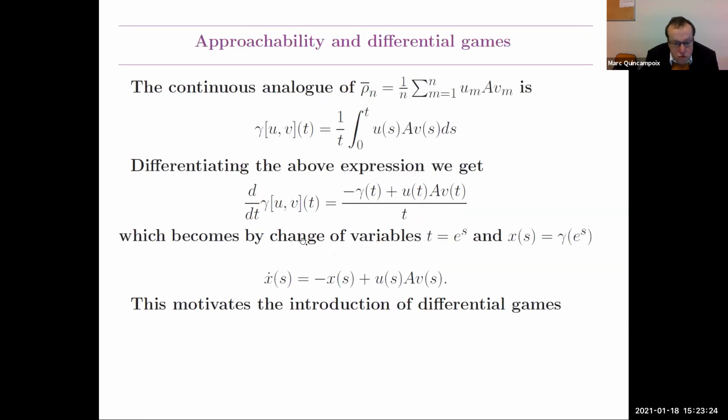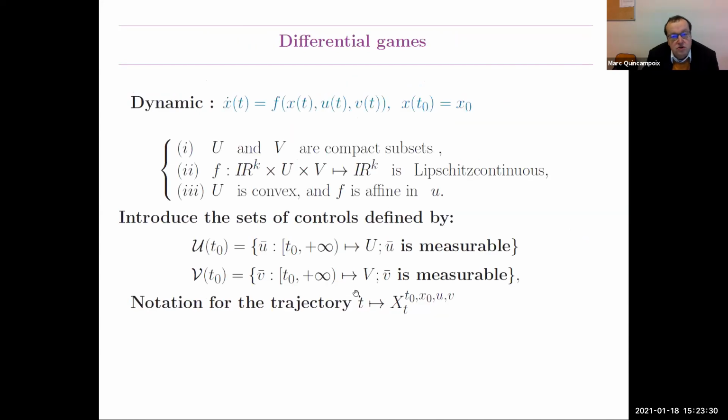More generally, instead of this specific form of the dynamic, I will introduce a more general form. We consider a differential equation parameterized by u and v, and the state variable is x. There is some assumption on the dynamic f: f is Lipschitz continuous, and U and V are convex compact. We can make more general assumptions. So we have a dynamic and an initial condition.